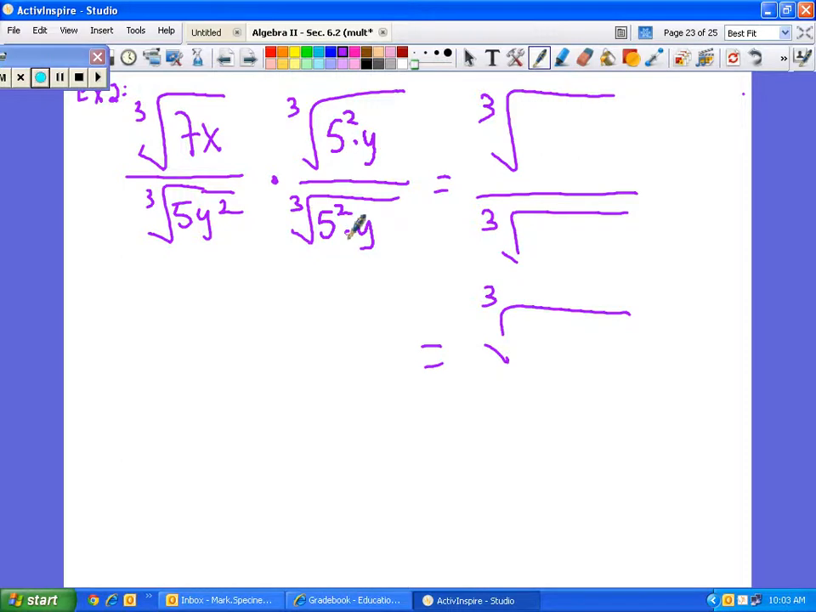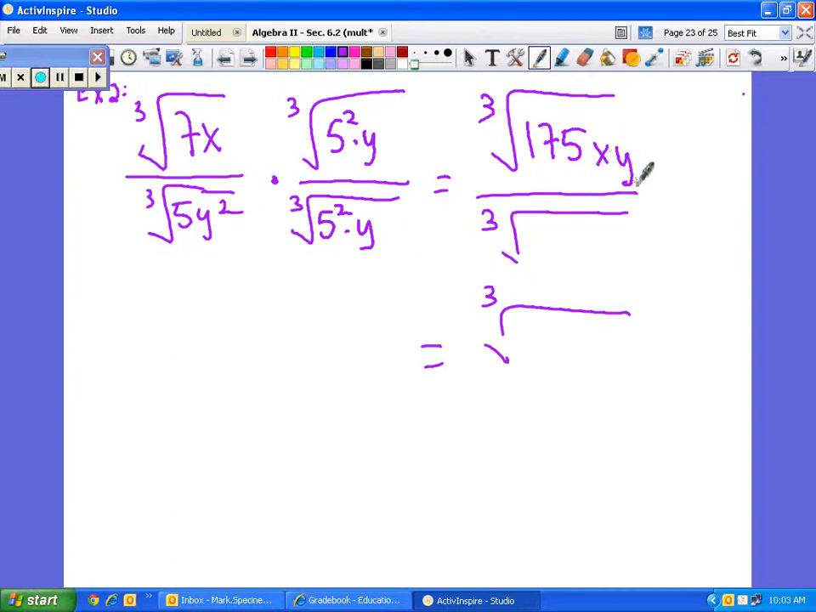My next step is to multiply. 5 squared times 7, otherwise known as 25 times 7, 175. I only have an x here, I have nothing to multiply it with. I only have a y here, I have nothing to multiply it with.